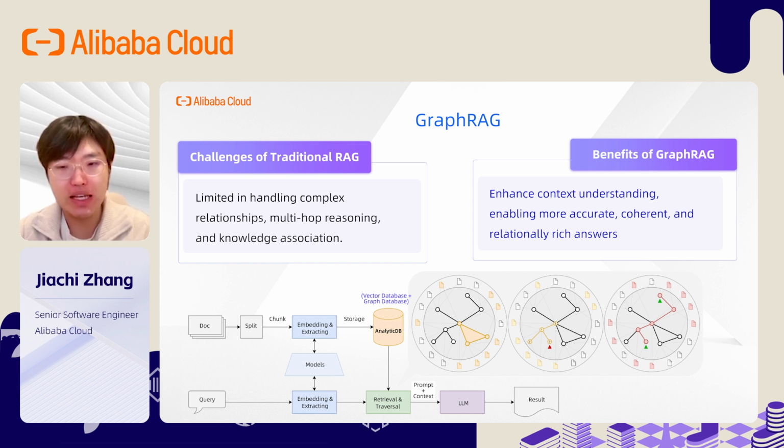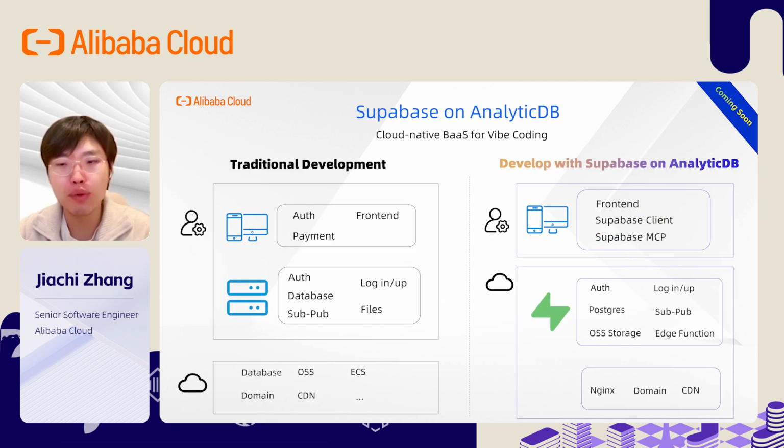GraphRAG fixes this by combining a vector database with a graph database. We extract entities and relationships, store them in AnalyticDB, and retrieve by traversing the graph to assemble a focused context. The large language model receives connected evidence and returns answers that are more accurate, coherent, and explainable. To put it simply, GraphRAG transforms the isolated chunks into a linked knowledge network, delivering relationally rich responses for practical, real-world tasks.